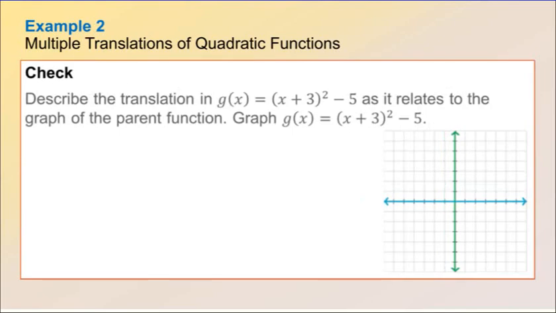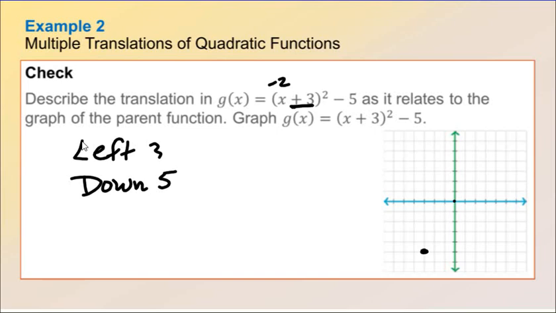Next, describe this translation. It goes to the left 3 because of that part, and then it goes down 5. So I take my vertex from 0, 0, go left 3, down 5, put a point here, and then choose a point on each side, or just one point. Let's choose negative 2. Negative 2 plus 3 is 1. 1 squared is 1. 1 minus 5 is negative 4. So a point here and a point here. Draw my parabola, and it opens upward.